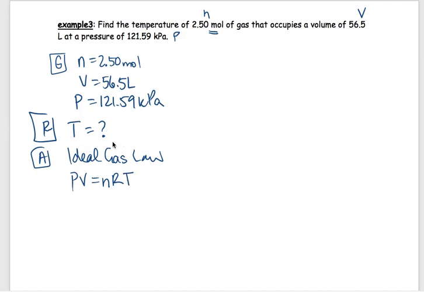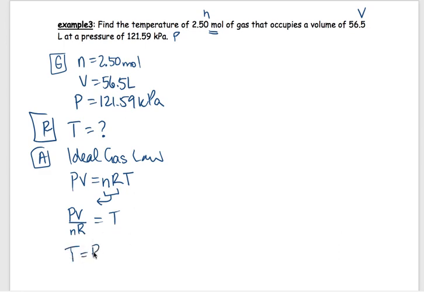So we need to find temperature. So we're going to move these two over. Right now they're multiplied, so I'm going to divide them away on the other side. Okay. All right, and we're just going to double check everything's in the right units. Yep. Okay, so to get temperature, we need this formula here.